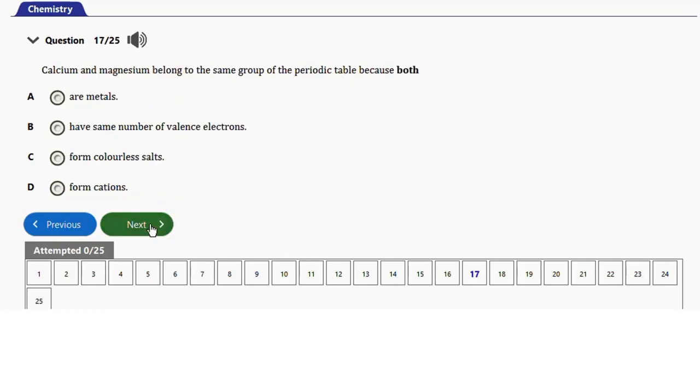Next question will be this one. It says calcium and magnesium belong to the same group of the periodic table because both have the same number of valence electrons. So I've already answered this question before. The next question will be this one.